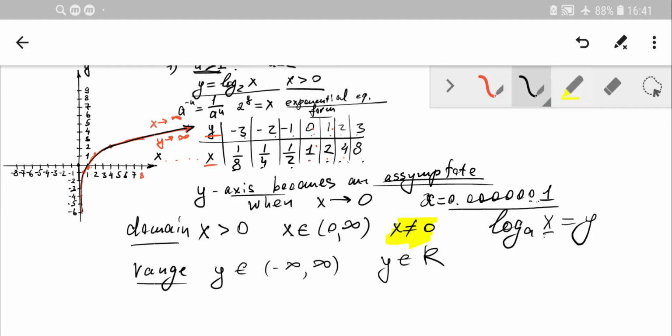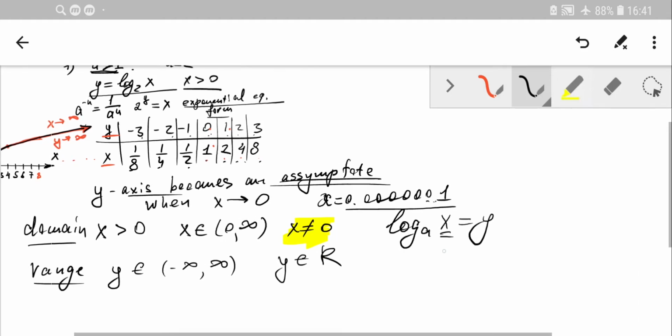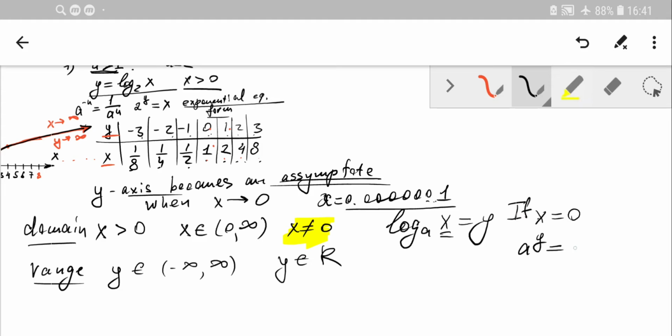Okay, so actually we came to the idea that x, the number inside the log, cannot be 0. Let's pretend that x is 0. So let's say x is 0. What will happen? We'll get a to the power y equals always 0, and that's not possible, because in this case a should be equal to 0, and for that reason y should be strictly more than 0.